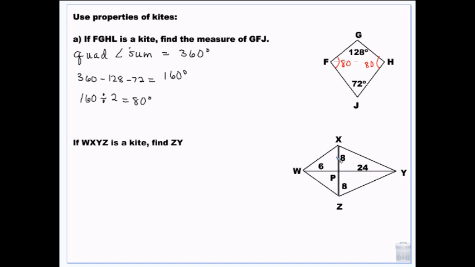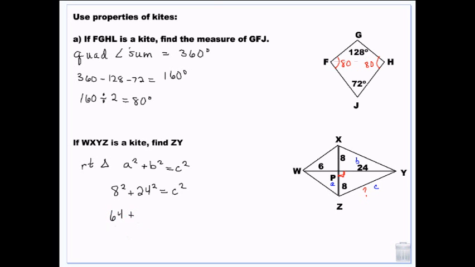We have a kite. That tells me that this is 90 degrees. I want to find this side. What kind of triangle is this? A right triangle, right? And in a right triangle, you guys remember the Pythagorean theorem? A squared plus B squared equals C squared. So this would be A, this could be B, and this would be C. So 8 squared plus 24 squared will give me C squared.